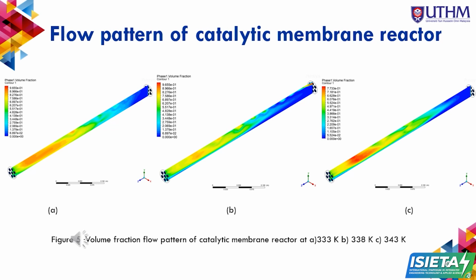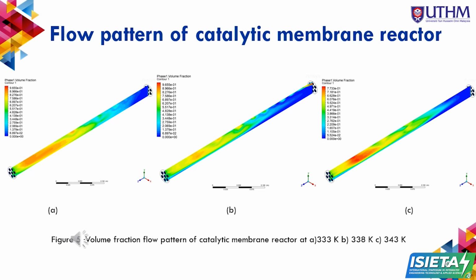Flow pattern. The volume fraction of biodiesel refers to the percentage of the total volume of the reaction mixture that is comprised of biodiesel. Figure 7 depicts the fluid volume fraction contours that describe glycerol dispersion in biodiesel oil at 3 different temperatures, 333 Kelvin, 338 Kelvin and 343 Kelvin, as a result of CFD simulations.